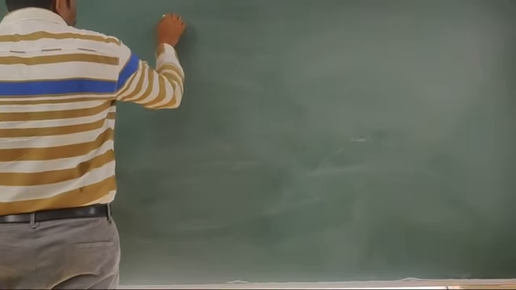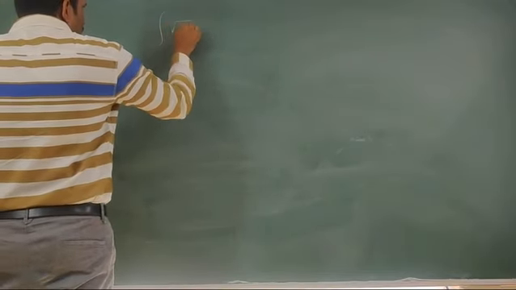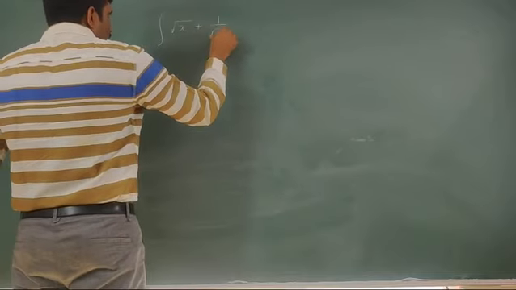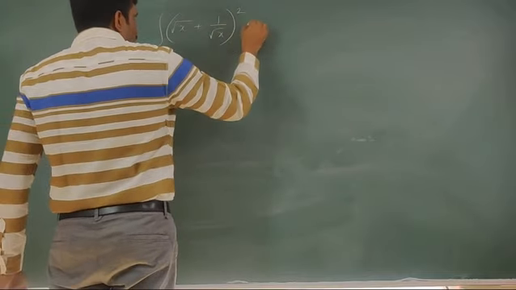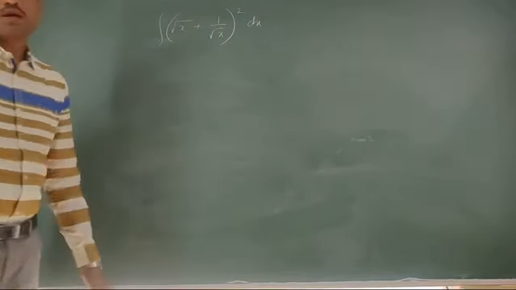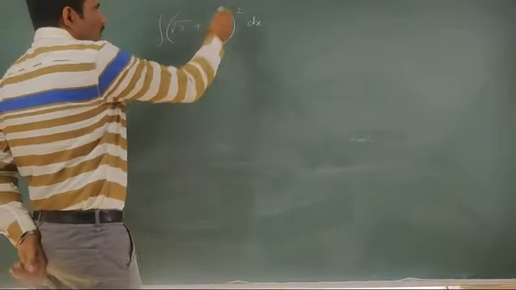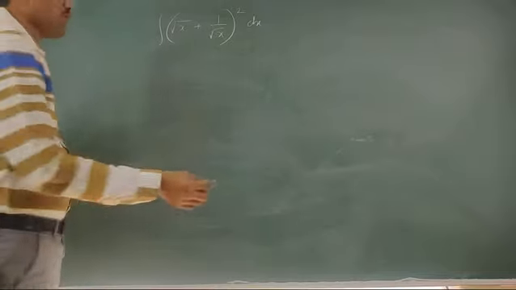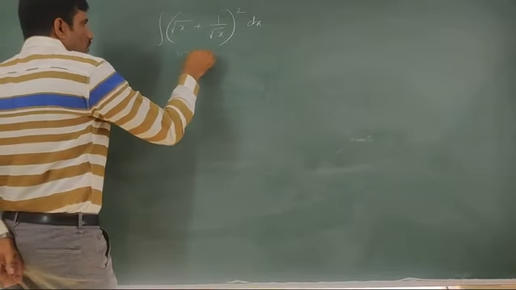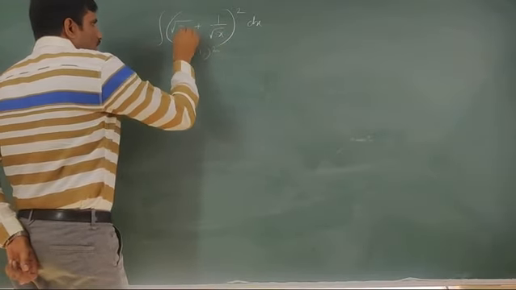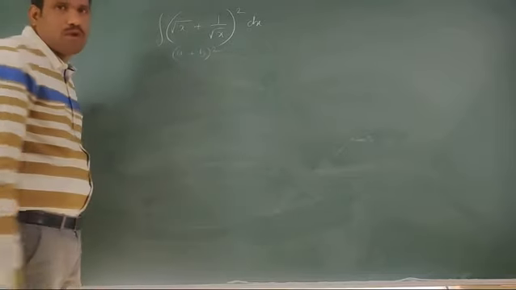Integration of (root x plus 1 by root x) whole square into dx. Now this is in the form of (a plus b) whole square, which we expand, where a is equal to root x and b is equal to 1 by root x.